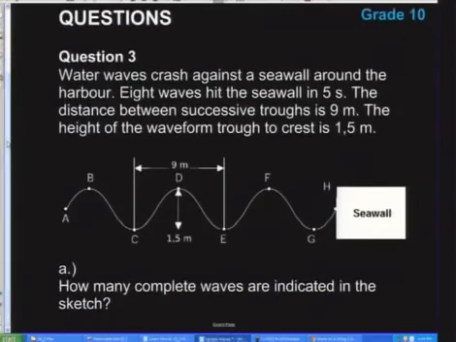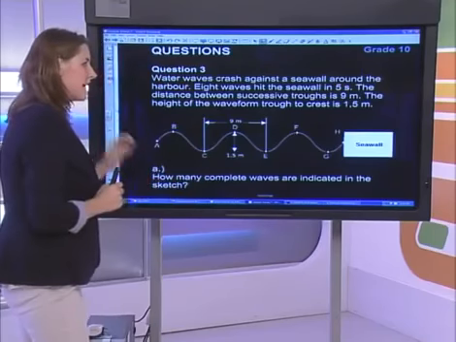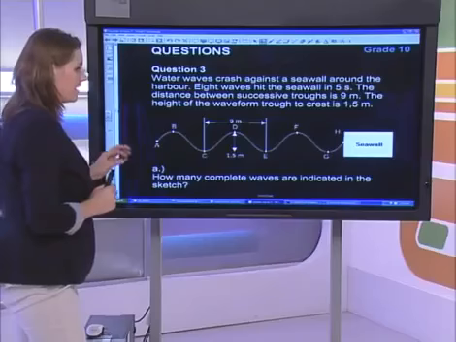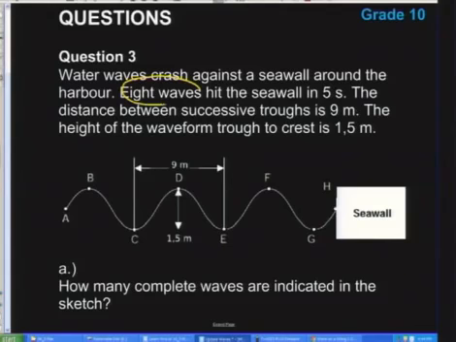Here we have a whole number of questions based on question 3, so follow with me closely. Water waves crash against a seawall around the harbor. 8 waves, and that's important, 8 waves hit the seawall in 5 seconds. The distance between successive troughs is 9 meters. So there they've got it on the diagram. Between C and the next trough going across is a distance of 9 meters.